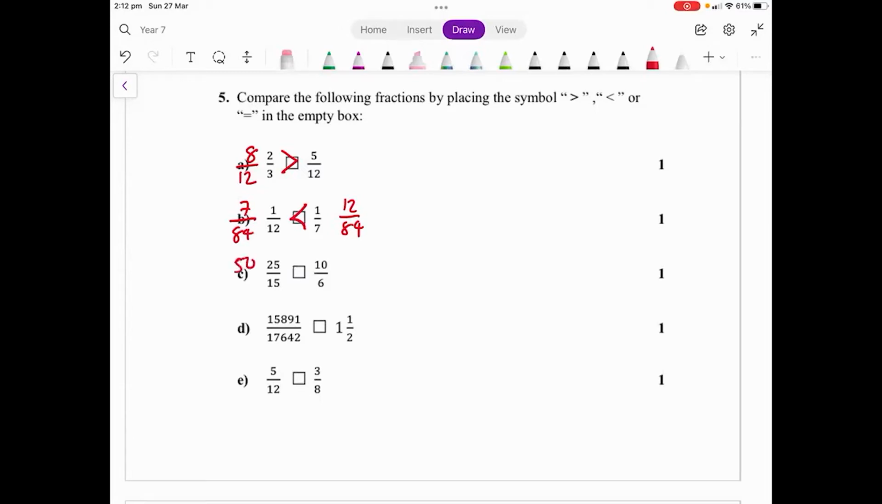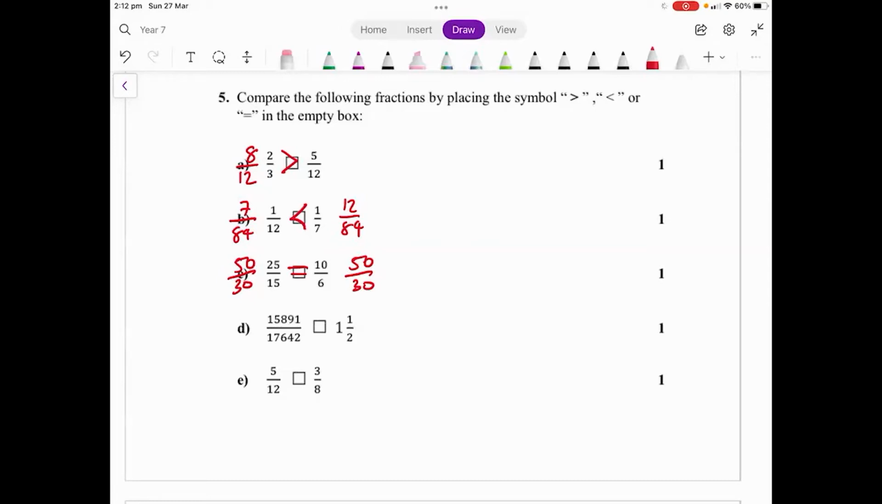Third question, we're going to multiply numerator and denominator of 25 over 15 by 2. That gives us 50 over 30. On the right hand side, 10 over 6 is going to get multiplied by 5 for numerator and denominator. That gives us 50 over 30. That's the same number, so we put an equal sign in there.